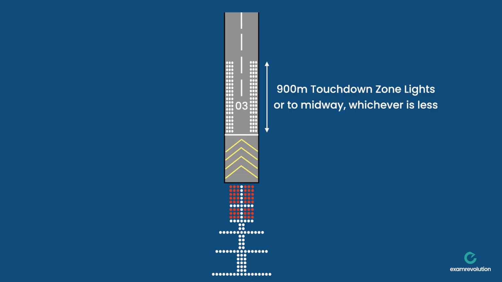And those are touchdown zone lights over there. You can see it's basically white lights that are placed in the touchdown zone area, and it must be at least 900 meters in length. And that is where the pilots then can clearly see where the runway threshold is starting and where the zone is to touch down. You do not want to touch down later than where those lights end.